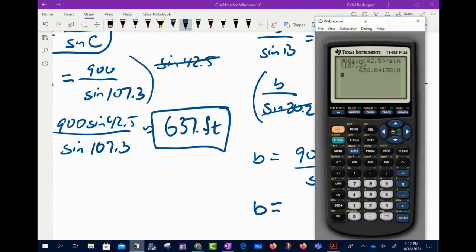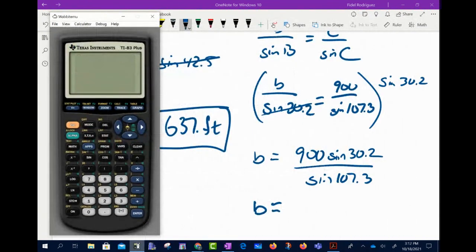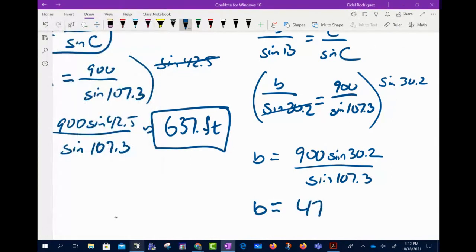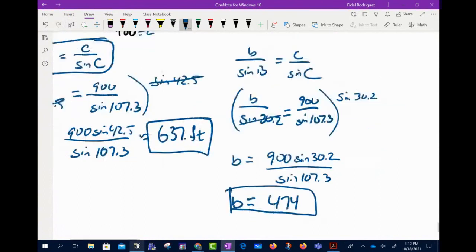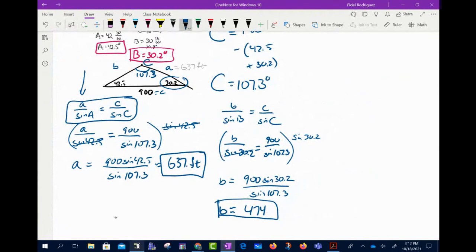Let's see if we can come up with an answer. So we're going to go 900 times the sine of 30.2 divided by the sine of 107.3. And I'm coming up with 474. Remember, we are rounding to the nearest foot. So there's my answer for part B, 474. So right here, y'all, I would say this is 474. So we found our A, we found our B.